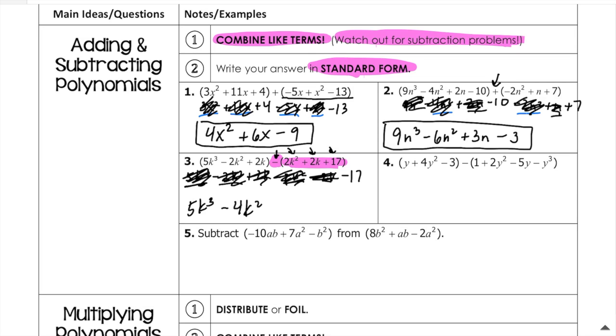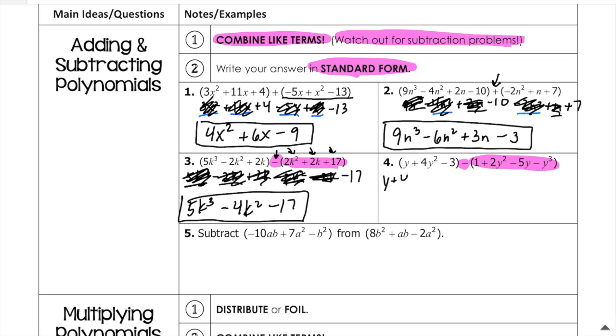And a negative 17. All right. We're going to do the same thing for number 4. So I'm going to be distributing this negative sign to everybody right over here. So theoretically, I'm just changing their sign, right? Flipping the sign.